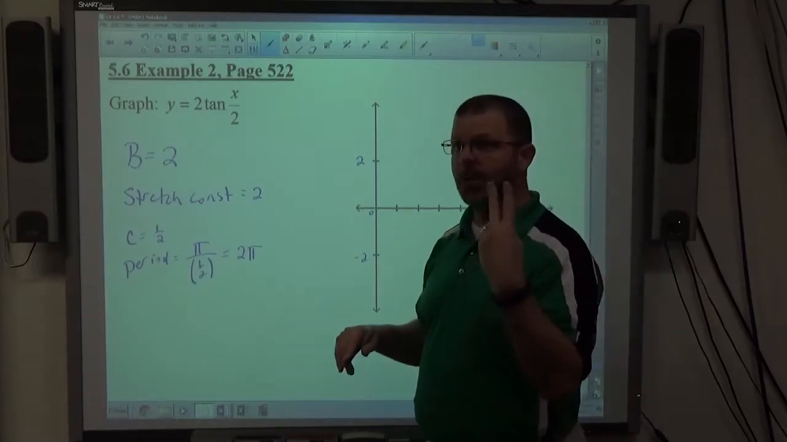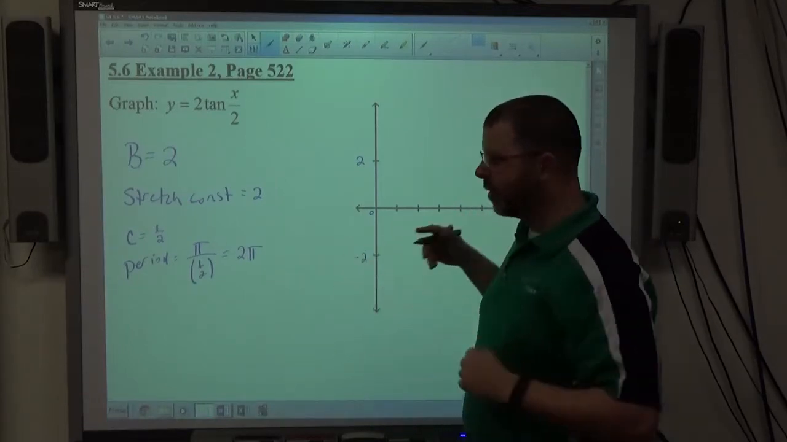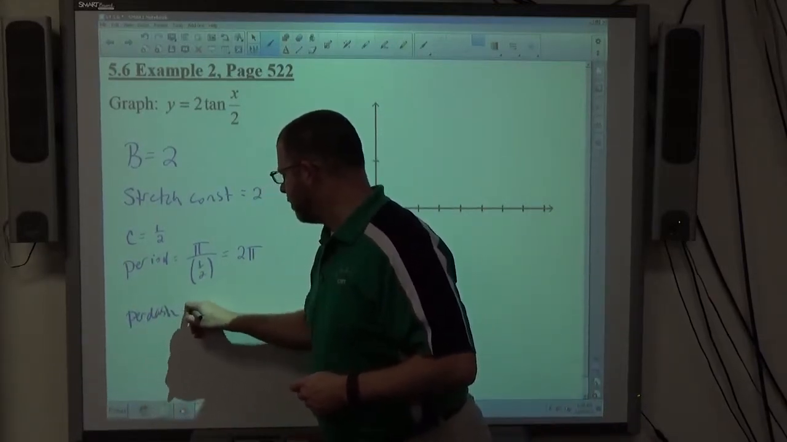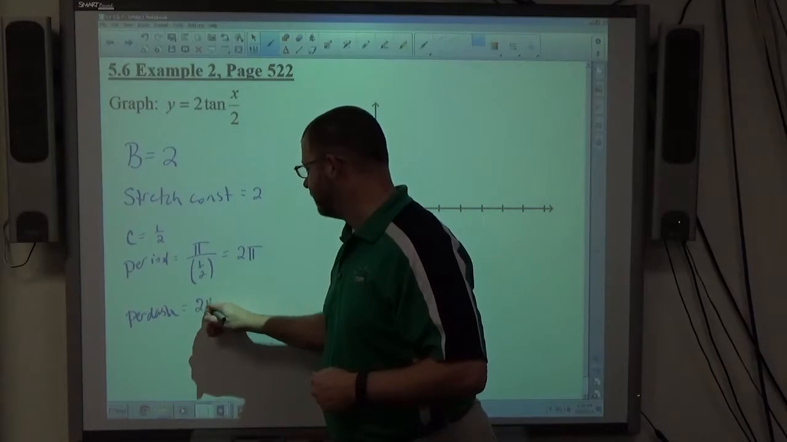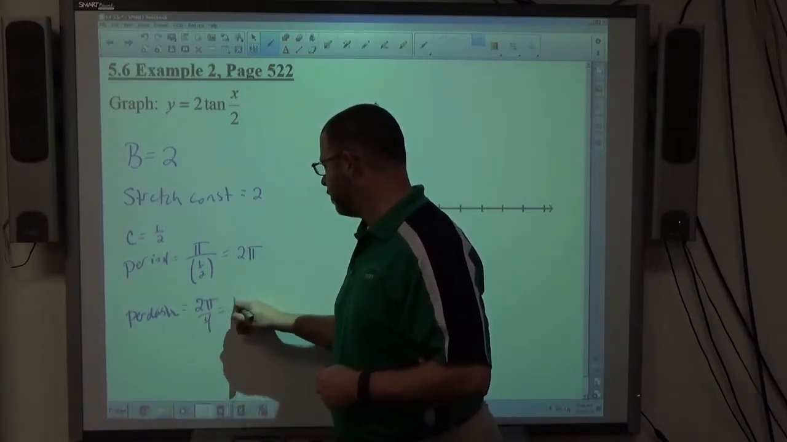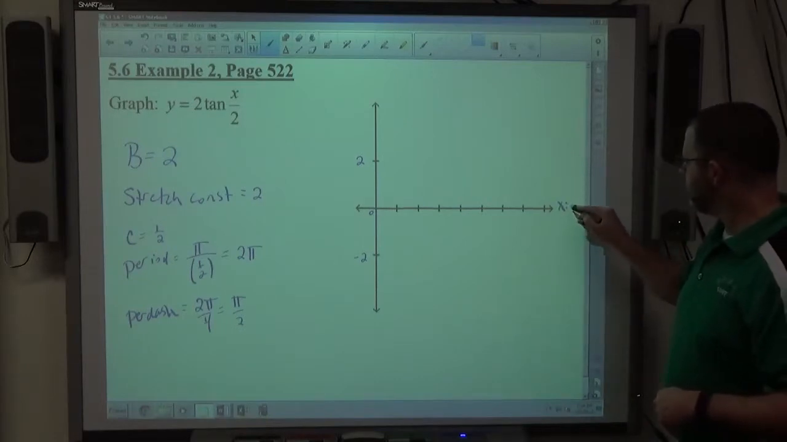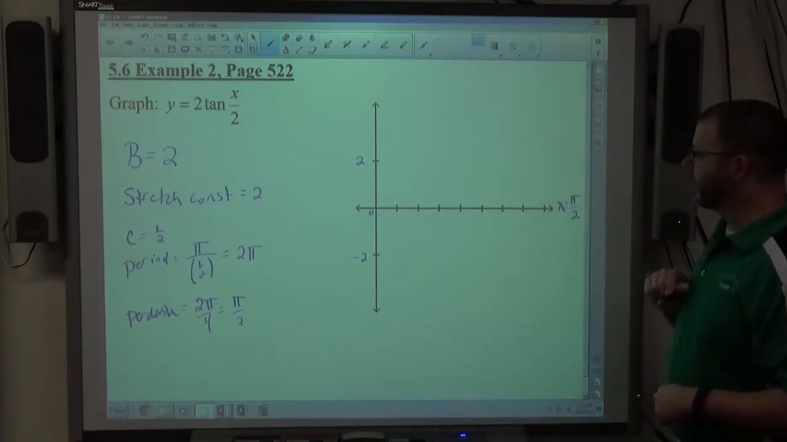We're going to go through 2 full periods, so we're actually going all the way to 4 pi. Our per dash this time is going to be 2 pi over 4, better known as pi over 2. So we're going up by pi over 2 on the x-axis.